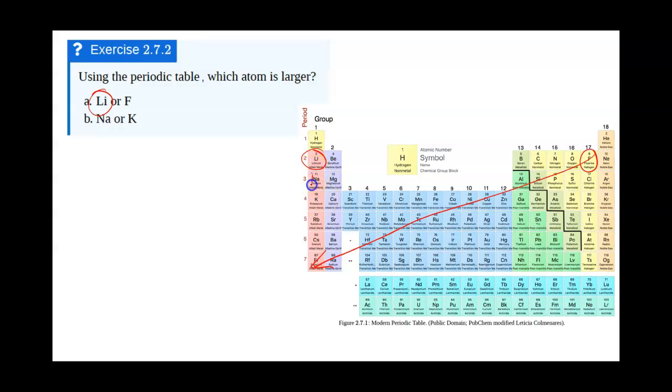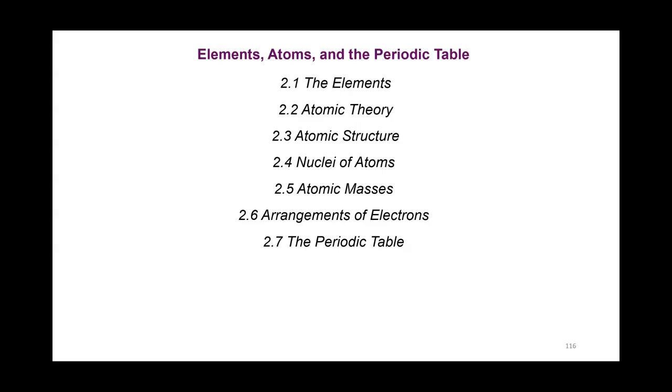Now we're asked to compare sodium and potassium, and we know that as we go down a group, atoms get bigger, so therefore potassium must be bigger than sodium. Okay, and so that concludes chapter 2.